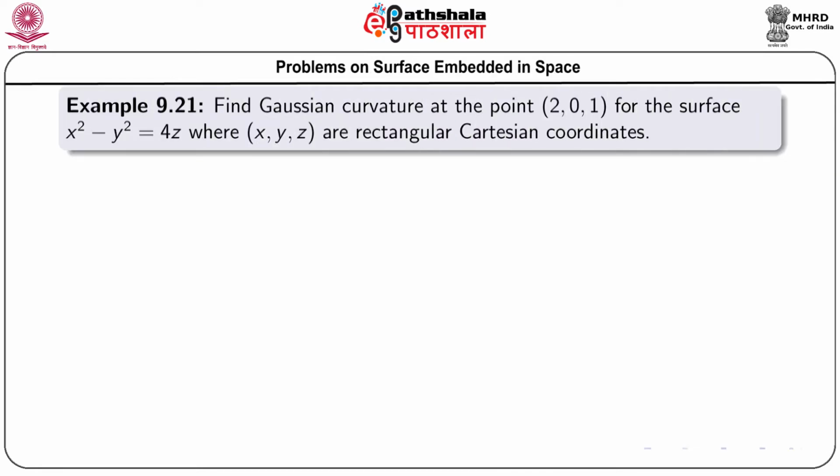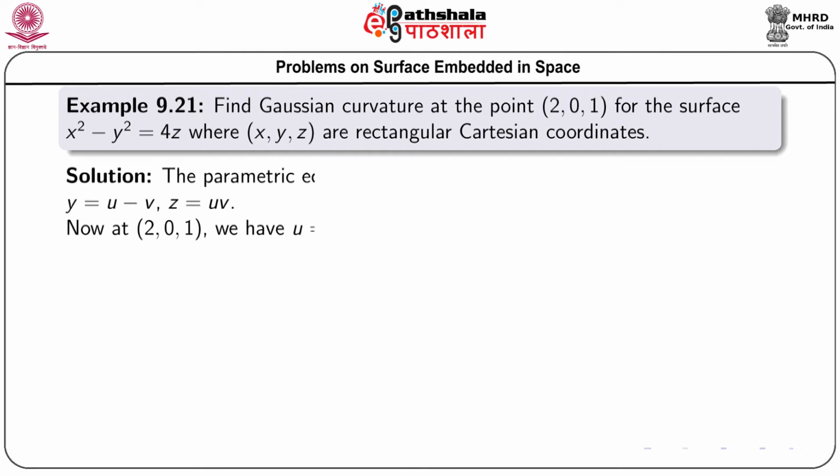So, here we shall find the Gaussian curvature at the point 2, 0, 1 for the surface given by the equation x square minus y square equal to 4 z, where x, y, z are rectangular Cartesian coordinates. So, this equation is given in Cartesian coordinate system. We try to find the Gaussian curvature for this surface. This is a hyperbolic paraboloid.